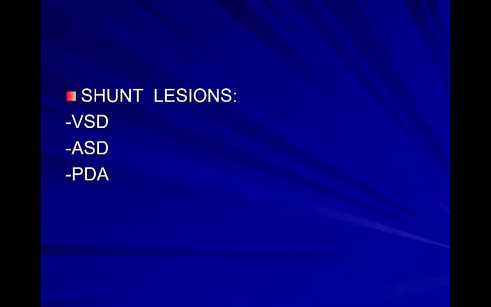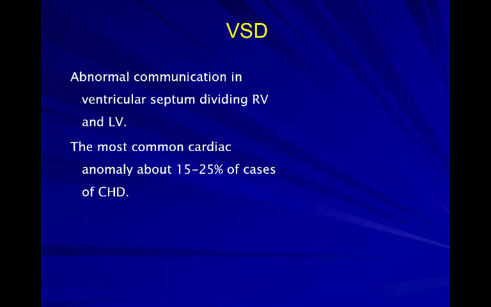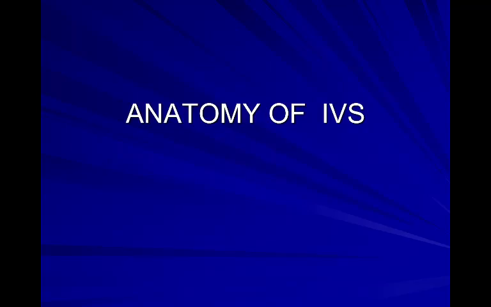نبدأ نشرح الشانت lesion in the form of VSD, ASD, and PDA. As regard VSD, it is an abnormal communication in the ventricular septum dividing the right ventricle and left ventricle, and VSD represents the most common congenital cardiac anomaly, about 15 to 25% of cases of all congenital heart disease.